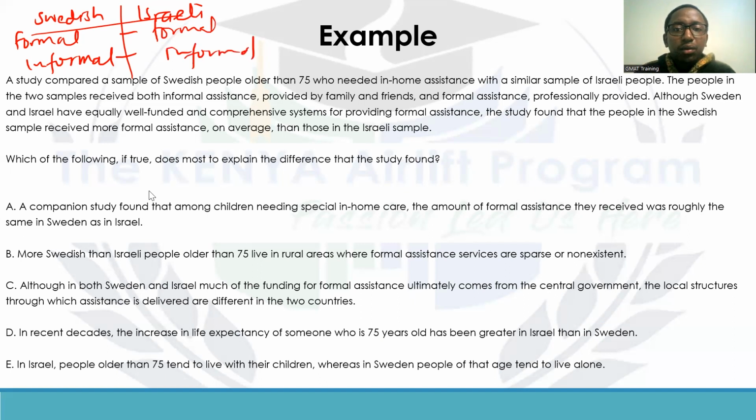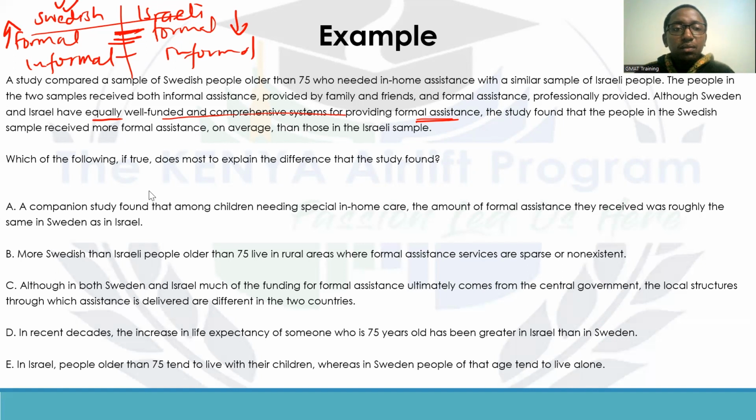And then we see that both of them have in common an equally well-funded and comprehensive system for providing formal assistance. So the first one is the same. But the study found that people in the Swedish sample received more formal assistance. So for Swedish, they have more formal assistance than the Israeli sample. So why is that the case?